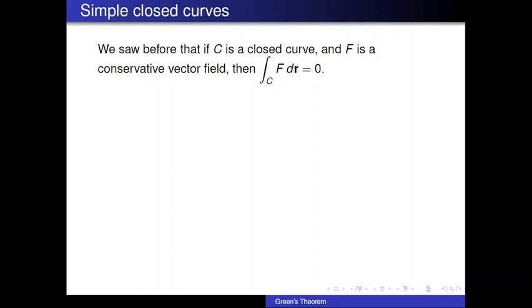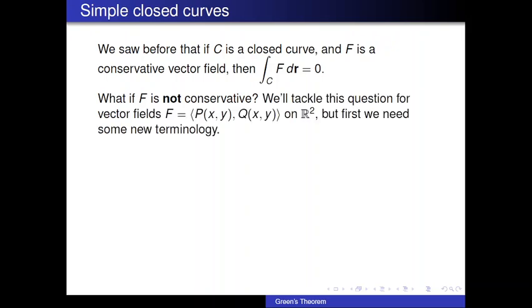First, we need a little bit more jargon. Last time we met what is a closed curve, and we saw before that if C is a closed curve and big F is a conservative vector field, then the integral along C of big F must equal 0. But what if big F is not conservative? Then is there any other clever way to integrate it along a closed curve? Well, the answer is kind of, yes.